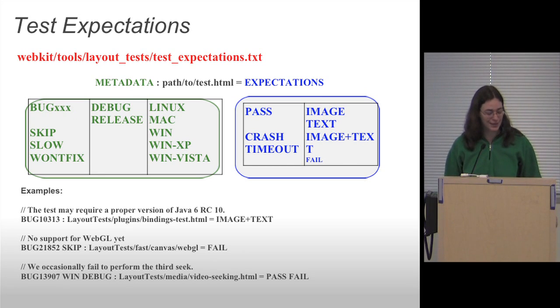You can see that there's a test here that's got a bug number and a small comment about why it's a problem, and then we see that it fails both the image and the text tests. We don't support WebGL yet, so this entire WebGL directory is also marked as not only a failure, but we skip it. There's no point in running tests that we know we're not going to pass. And then for this third example, you can see that on Windows, only in debug mode, we sometimes pass, we sometimes fail. So we've recorded that just so that we know what's going on.